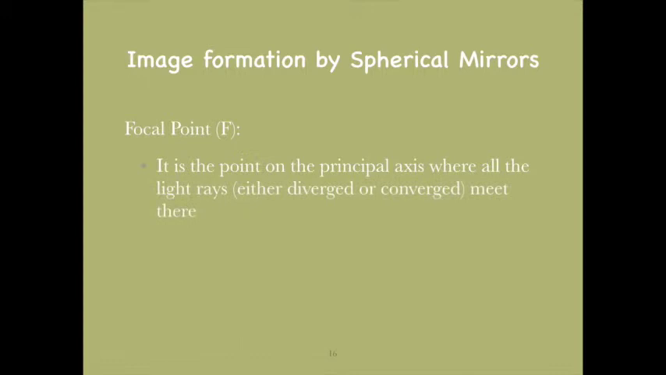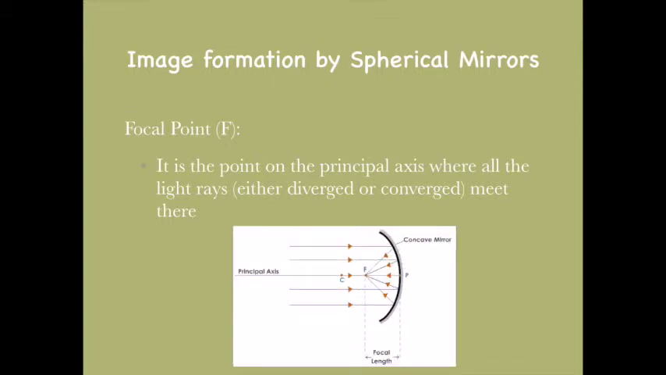Now the third one is the focal point. It is denoted by capital F. So this one is a point on the principal axis where all the light rays meet, whether it is a converged or a diverged one. Please have a look at the diagram again.